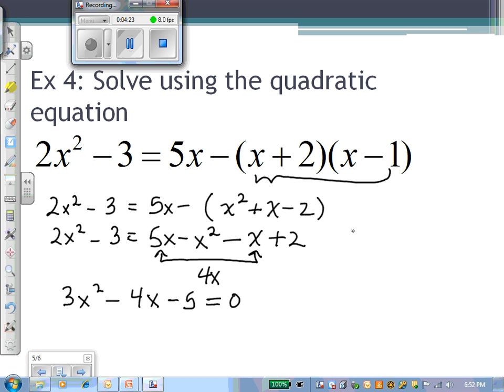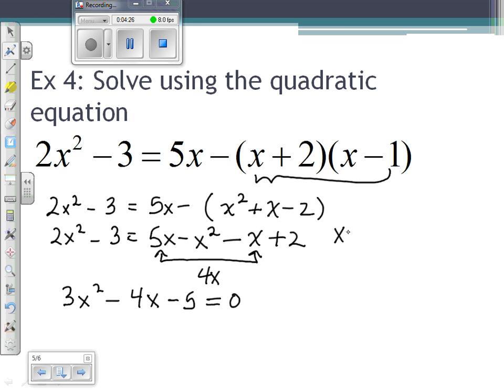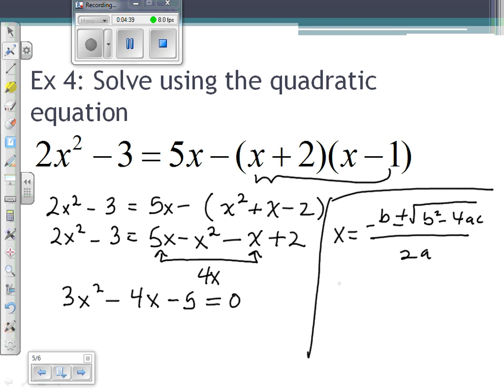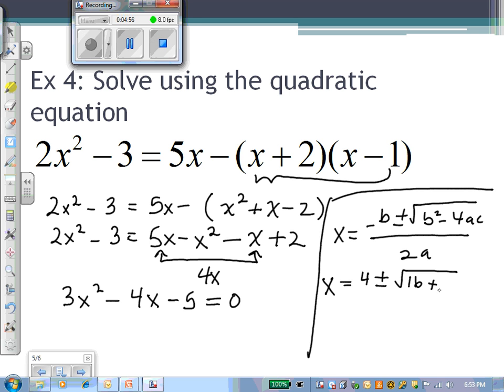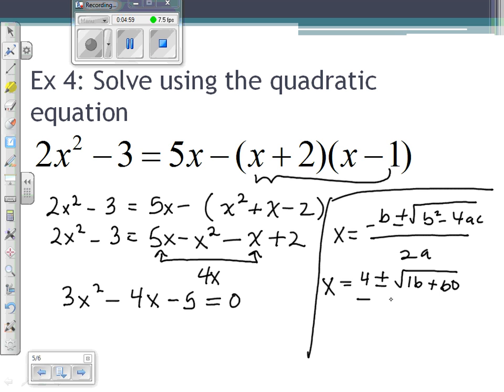Keep in mind what the quadratic equation is. It's x equals negative b plus or minus the square root of b squared minus 4ac all over 2a. So all we have to do is plug those things in. Okay, let me just make sure that this is separate. So x is going to be equal to negative b is negative 4, which is 4, plus or minus the square root of b squared is 16, minus 4 times a, which is 3. So 4 times 3 is 12 times negative 5 gives me 60 all divided by 2a, which is 6, and you can simplify that on your own.